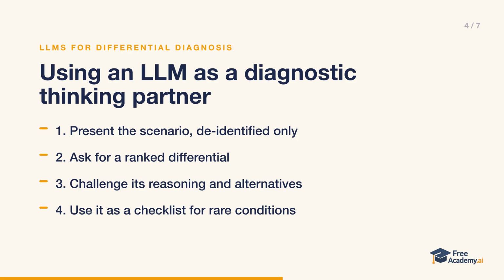Start by presenting the clinical scenario: symptoms, history, labs, and imaging findings, using de-identified information, never protected health information in a non-compliant tool. Then ask for a ranked differential, then challenge it. Ask it to explain its reasoning, consider alternatives, or account for a new finding. The real value is as a checklist, making sure you have not overlooked something rare.